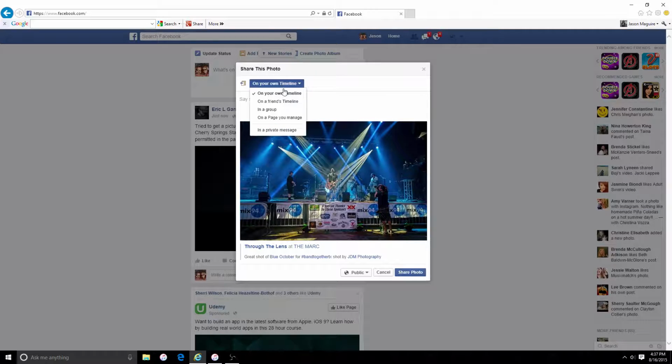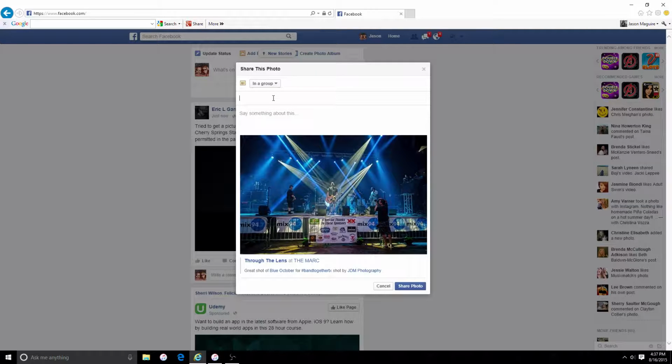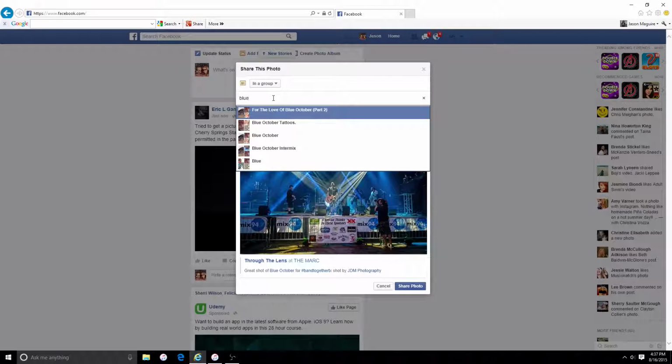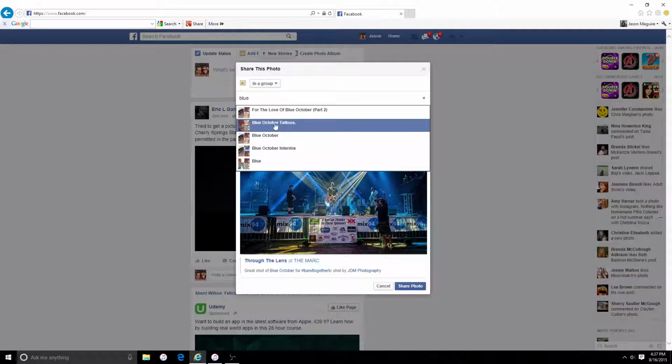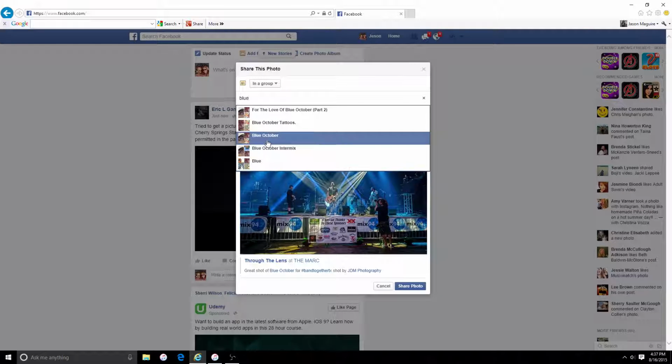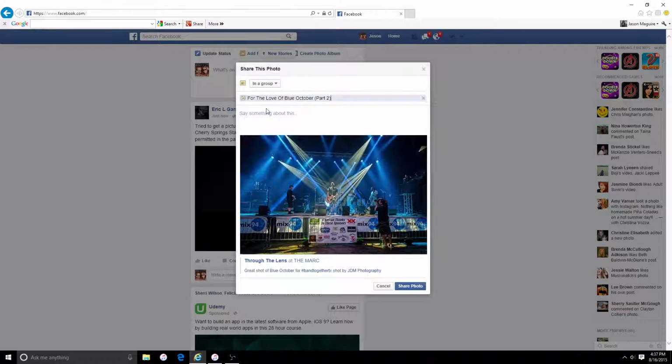I'm going to share this in a group, and I'm just going to start typing Blue October, because you'll see I have a lot of Blue October groups. Those are some of the larger ones. There's one called Everlasting Friends that a friend of mine runs. There's For the Love of Blue October, I believe. Yeah, right there, part 2. That's a fairly big group. So I'm going to say that, and I'm going to share that.